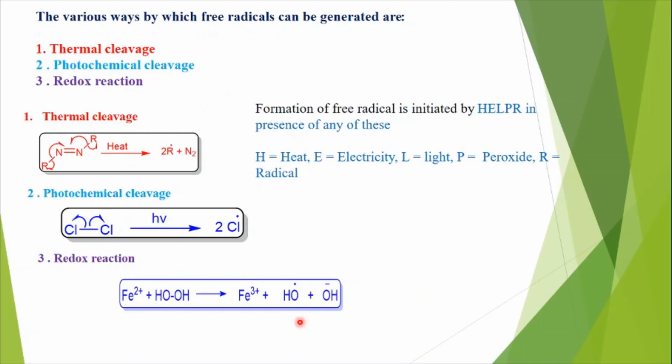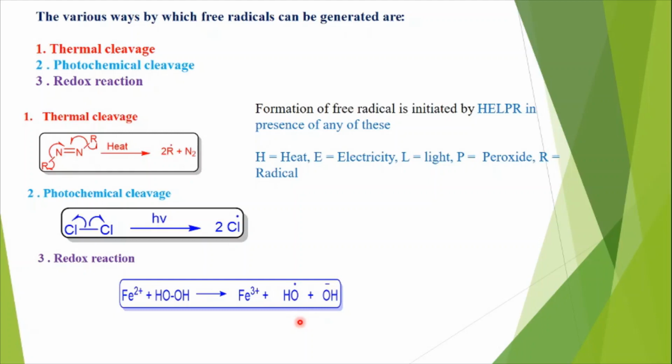So in the next slide, how these radicals are generated. There are various ways by which radicals can be generated. In that we are going to see these three, that is thermal cleavage, photochemical cleavage and redox reaction. So the first one, thermal cleavage.